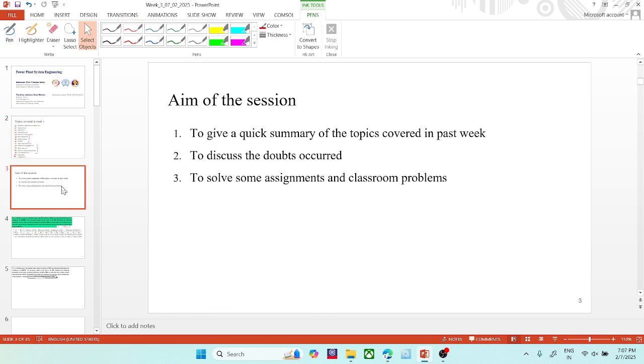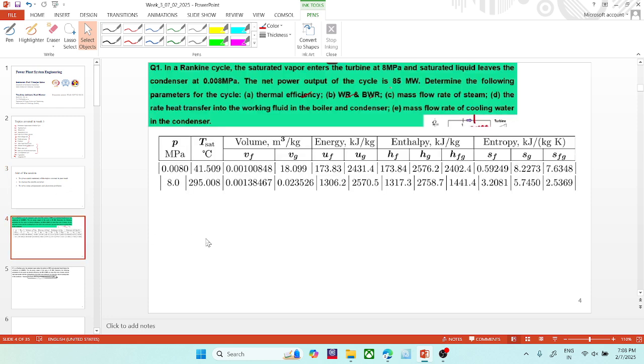Okay, so the aim of the session would be the same. I will summarize the things which happened in the last week, and I will also solve some classroom and some assignment problems. Okay, so in the past week, we did not have the time to solve this problem. So I have asked to try it at home. I will not solve it here, but I had solved it myself, and I will write the hints and the final answer here.